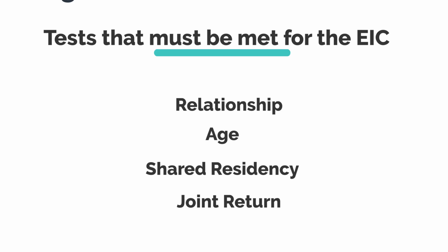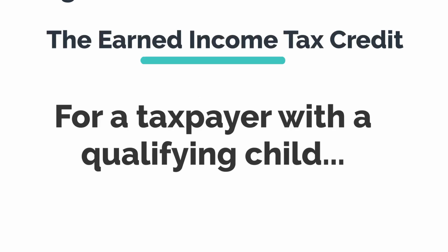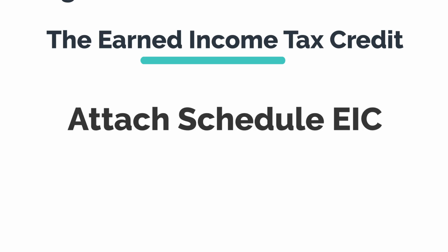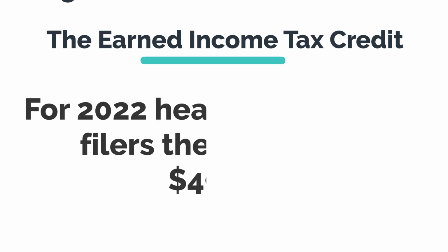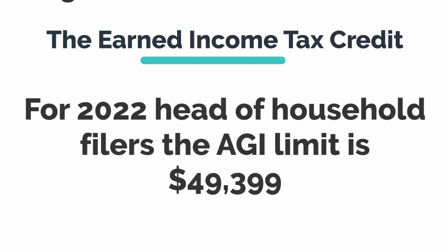The details of claiming the EIC are discussed more in the reading material. If a taxpayer has a qualifying child, they will attach Schedule EIC. The instructions for 1040 detail who can take the credit, and the IRS can calculate the amount of credit for the taxpayer. For 2022, head of household filers can take the credit if they have an AGI under $49,399. Emily's AGI is above the AGI limit, and so she cannot take the EIC.